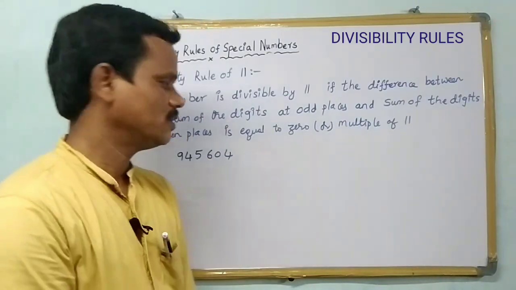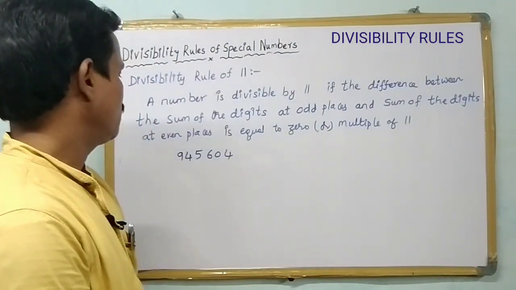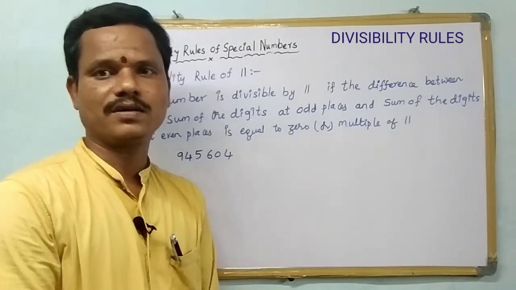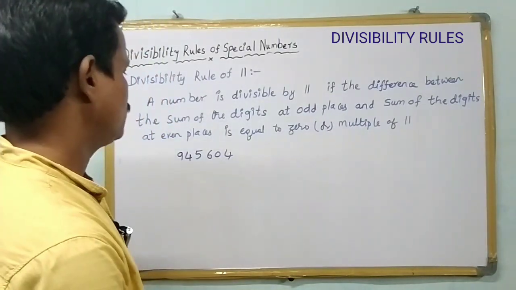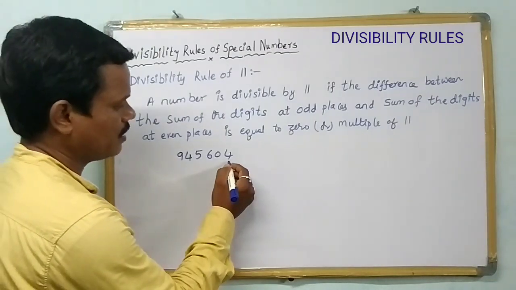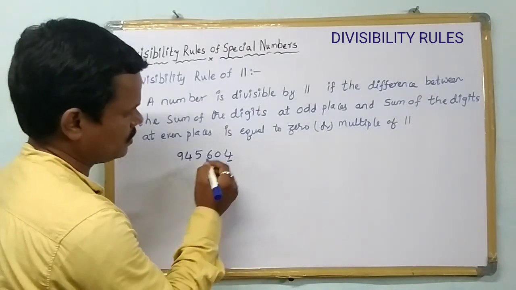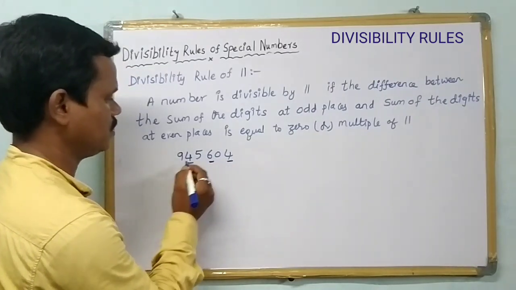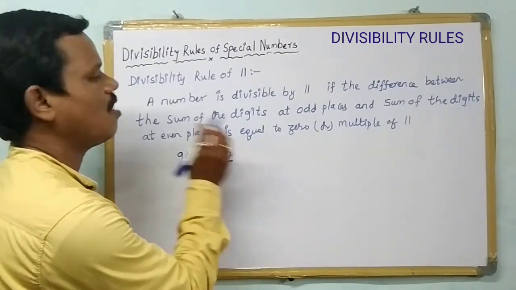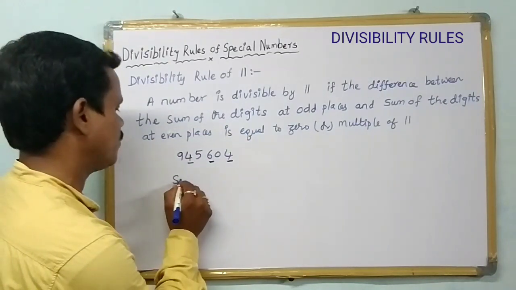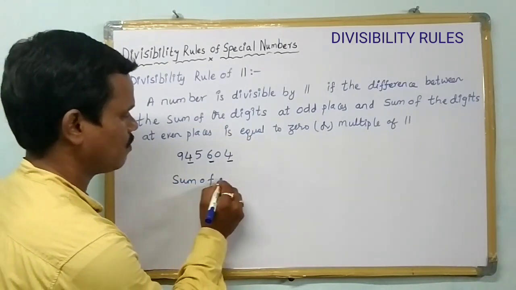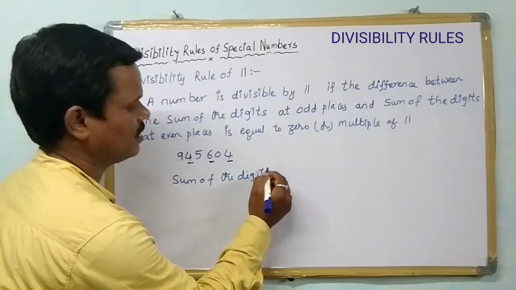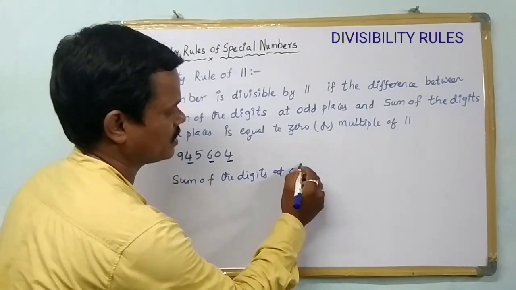For example, check whether 945604 is divisible by 11 or not. Now underline the odd place digits: 4, this is 6. These are the digits at odd places. Take the sum of the digits at odd places.